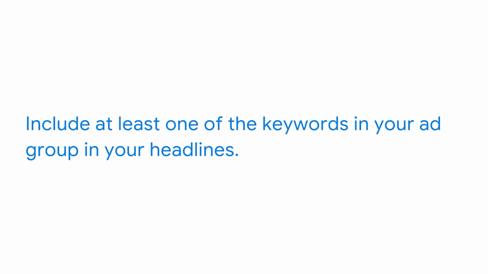Another best practice is to include at least one of the keywords in your ad group in your headlines. Remember, the headline is the clickable link at the top of your ad. The description is below the headline. Google will automatically test combinations of headlines and descriptions, so be sure any combination will read well. It's important to include text from keywords because that's what potential customers are thinking about. If your ad connects with what they're searching for, they may be more likely to click on it.